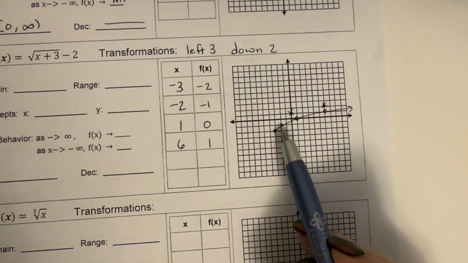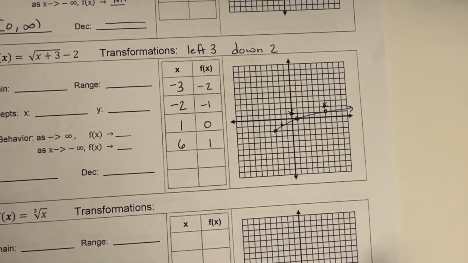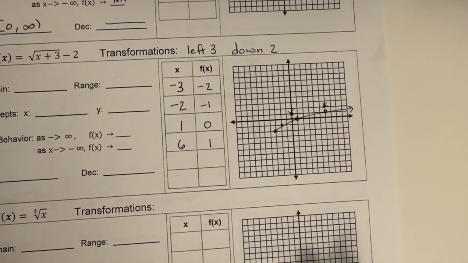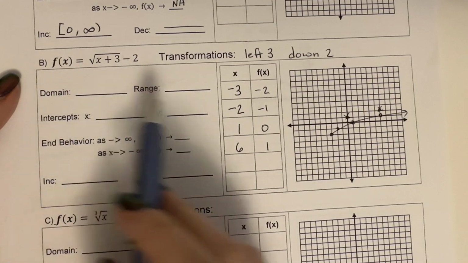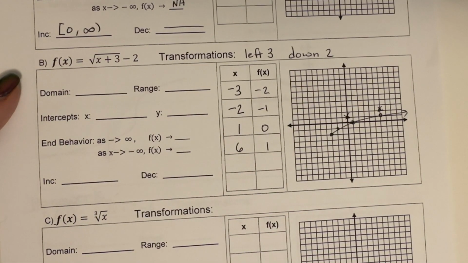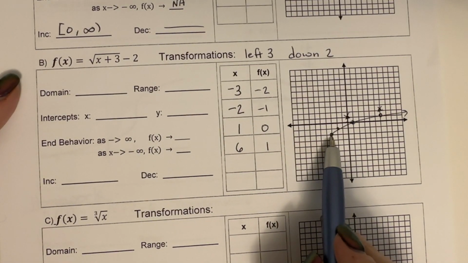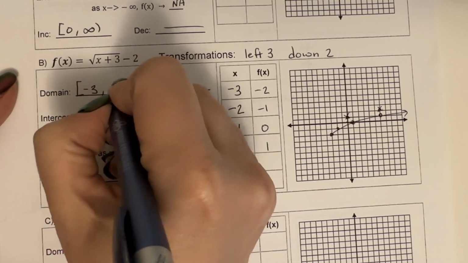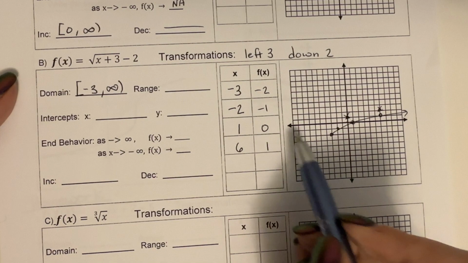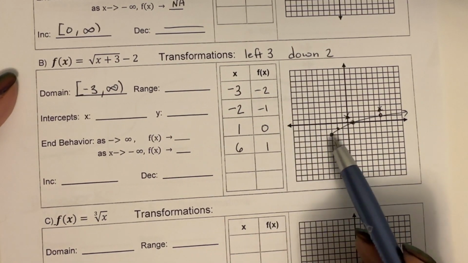As you can see, each one of the points, especially that starting point, has been shifted left 3 and down 2. Now let's go over to our domain. This time our lowest x value is not 0 anymore. My lowest x value is -3. And when I look at my lowest y value, it's -2.